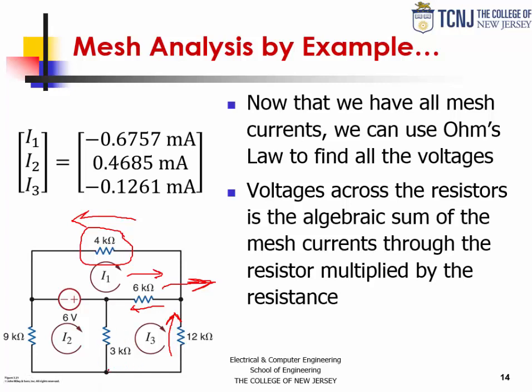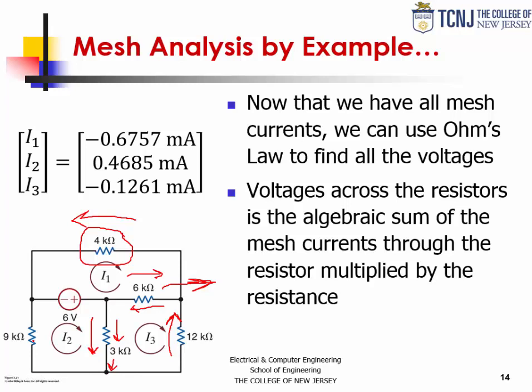Now let's look at the 3K ohm over here. I have that I2 has a positive sign, so I know that the impact of I2 is going to be in the direction of the mesh current, but I3 has a negative sign, so it's going to be in the opposite direction, so it's going to be in this direction. What that means is that the current going through that resistor is going to be 0.4685 plus 0.1261, and it's going, of course, to be in that direction.